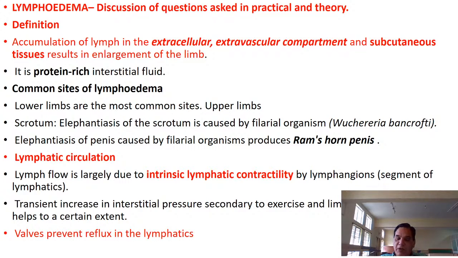Remember, lymphatic circulation is parallel to venous circulation. The primary function of lymphatic circulation is to remove foreign bodies or infection, kill them, take them into the venous system and destroy them. This is the function of lymph. The intrinsic lymphatic contractility is responsible for the continuous drainage of lymph. Whenever there is an increase in transient pressure due to exercise, it will help the lymph to progress. And similarly, like the venous system, there are valves in the lymphatics which prevent reflux. In veins, there is a valve. In lymphatics also, there are valves. Remember this.